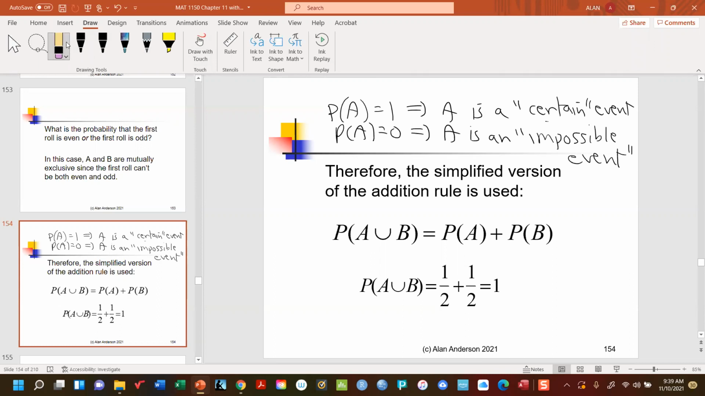Okay. So a probability of 1 means something is guaranteed to happen, and probability of 0 means it's guaranteed not to happen. So here, this makes perfect sense because either the first roll has to be odd or it has to be even. There's no other possibilities out there. And since there's no overlapping between them, we don't need to subtract the intersection because it doesn't exist.